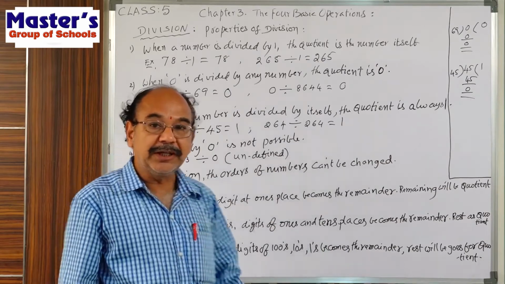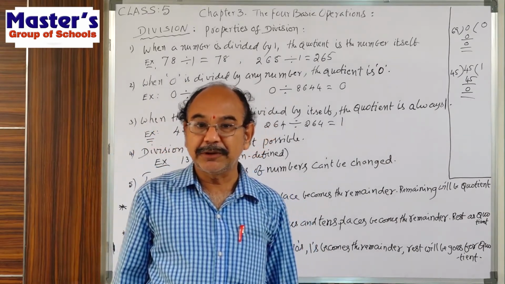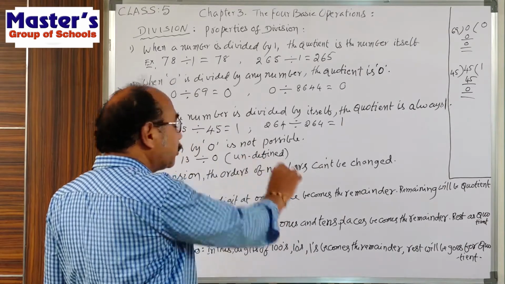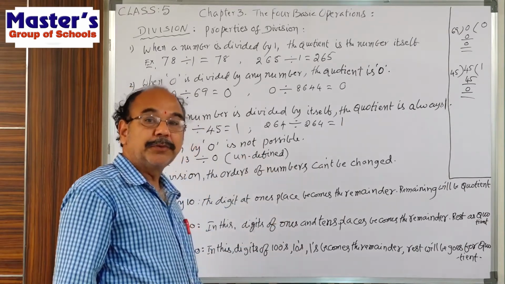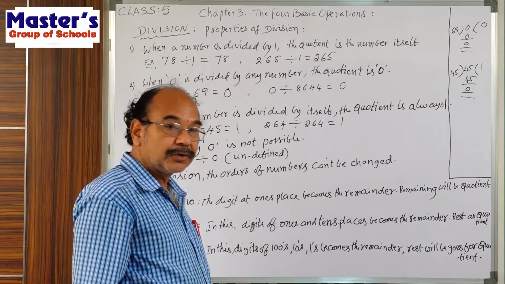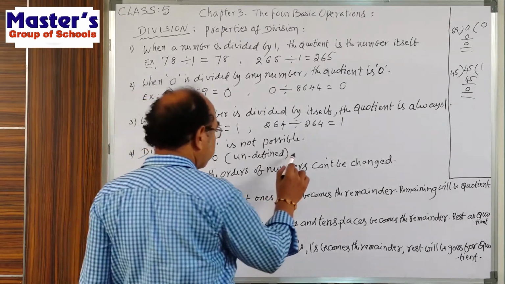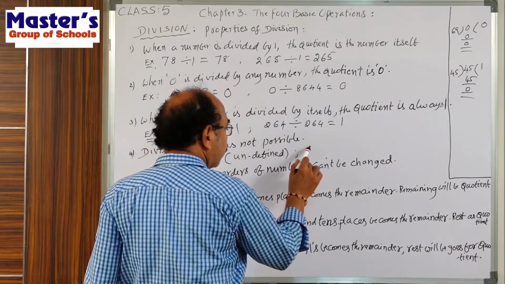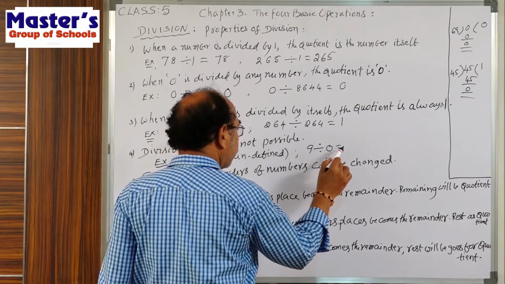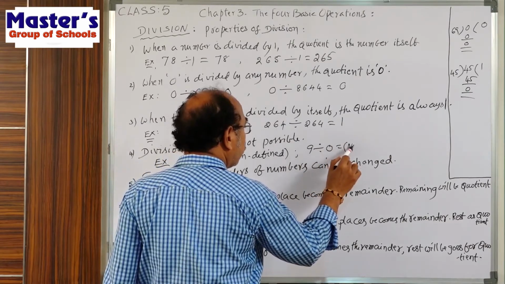Division by 0 is meaningless. Okay, children, division by 0 is meaningless. That's why it is not possible. There is no possibility to divide with 0. One more example, see children here: 9 divided by 0 is equal to... not possible.